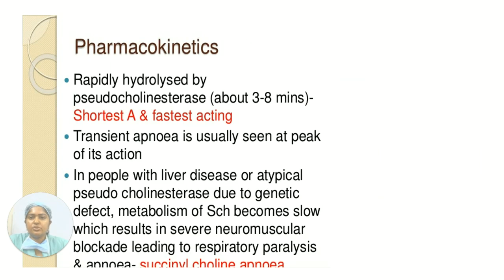Coming to the pharmacokinetics, it is rapidly hydrolyzed by pseudocholinesterase and its action lasts about 3 to 8 minutes. Therefore, it is the shortest-acting and fast-acting depolarizing muscle relaxant. Transient apnea is usually seen at the peak of its action. In people with liver disease or atypical pseudocholinesterase due to a genetic defect, metabolism of succinylcholine becomes slow, which results in severe neuromuscular blockade, leading to respiratory paralysis and apnea, also called succinylcholine apnea.